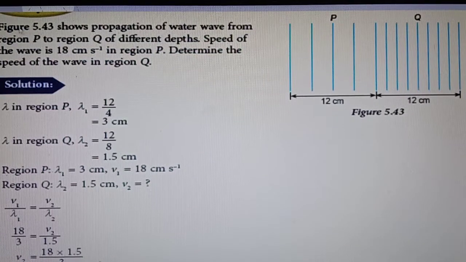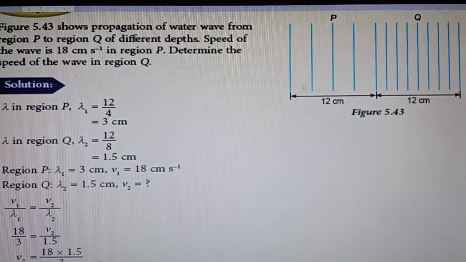Okay, let's look at one calculation example. Figure 5.43 shows propagation of a water wave from region P to region Q of different depth. The speed of water is 18 cm per second in region P. Determine the speed of the wave in region Q. So you must understand the concept of wavelength. The blue lines here represent wavefronts. The distance between two consecutive wavefronts is lambda. So how many lambda here? 1, 2, 3, 4. So 4 lambda.